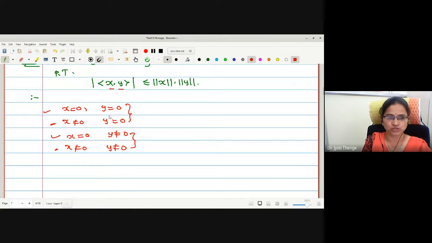Why is the question actually? Look at the possibility. If I select the value of y equals to 0, what are the possibilities for x we have? Either 0 or non-zero. But as per the property of the inner product we have seen, inner product of x with 0, or 0 with x, is always 0. That is, if any one of the variables is 0 in the inner product space, the inner product is going to give you a 0 value.